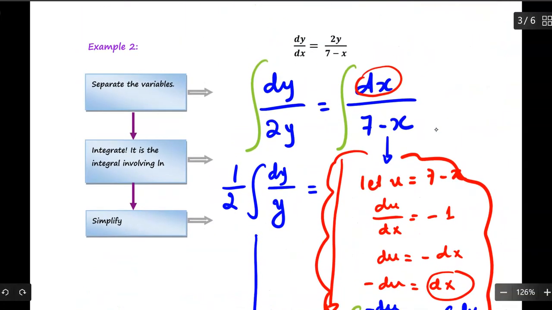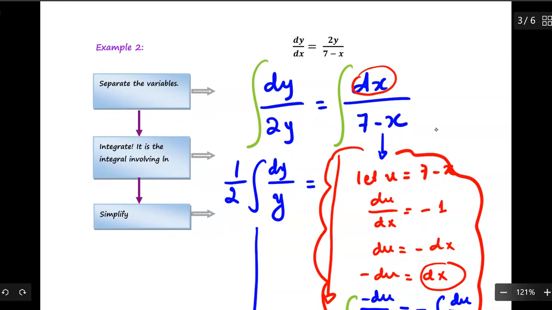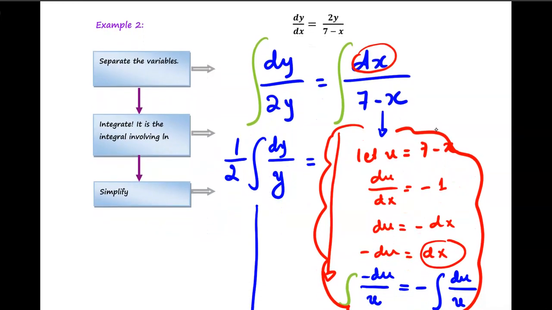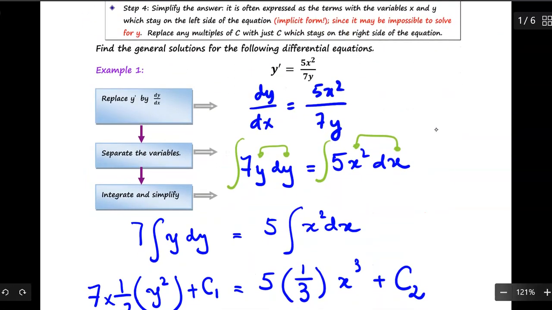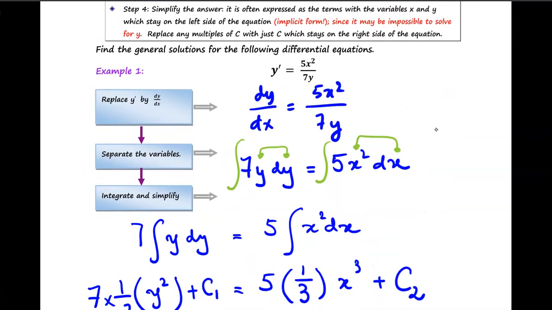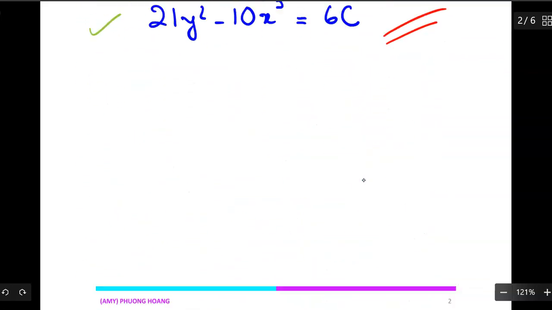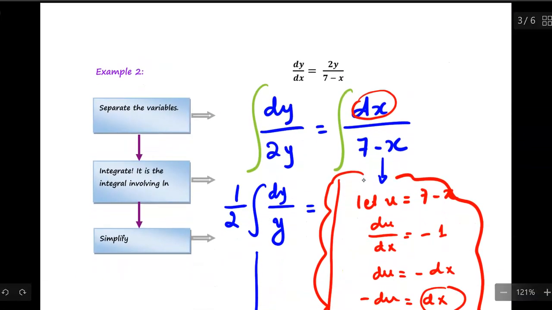So let's try again by just quickly going over this. For example number 1, what we have done is when you cross multiply, you have dy multiplied by 7y, and you have dx multiplied by 5x squared. So this is pretty simple. For this one, when you cross multiply, you only cross multiply this part. You divide both sides by 2y, and then you multiply dx over to the other side of the equation.